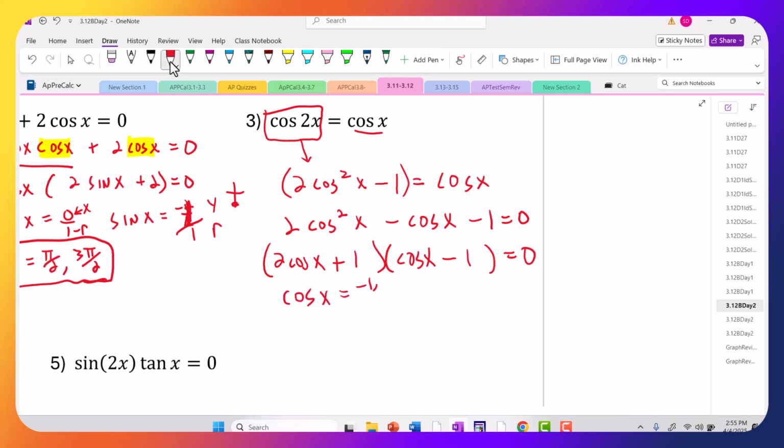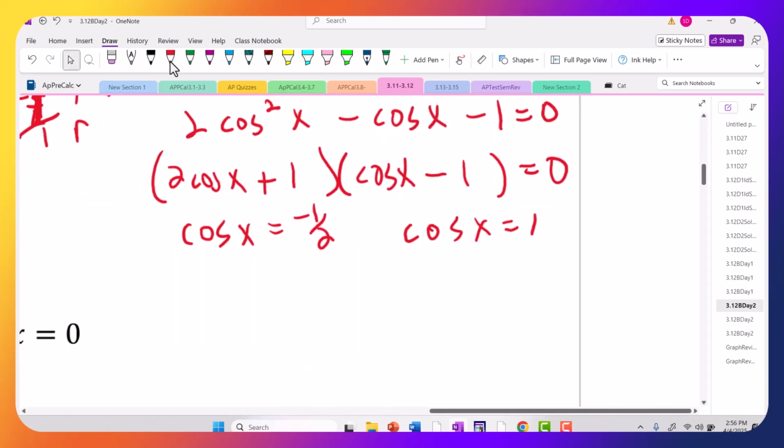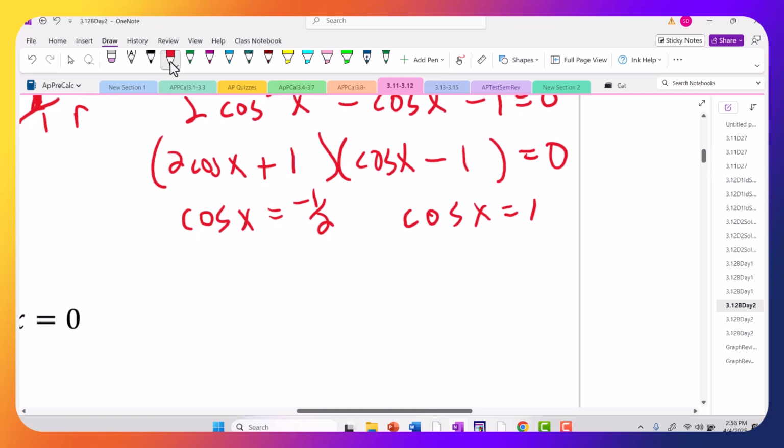Cosine of x is equal to -1/2. Cosine of x is equal to 1. Finally, some different unit circle values. What's sine of a 30? 1/2. So this is a 60 in quadrants 2 and 3. I had to think about that for a second.